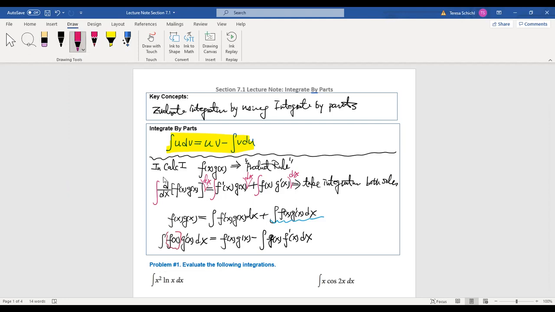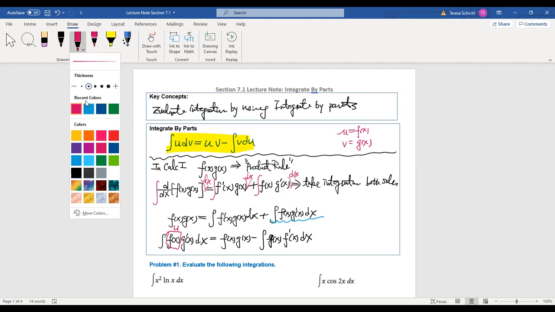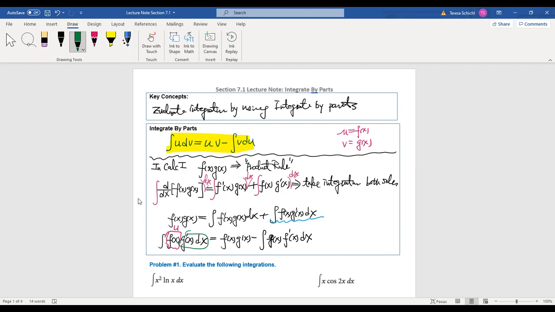So if this is, we call this the f of x. So let's say that u is equal to the f of x, then v is equal to the g x here. So if inside your integration this is u, then the g prime x dx, what is that? G prime x dx, what is this one here? This is dv, right? So the dv will be equal to g prime x dx.